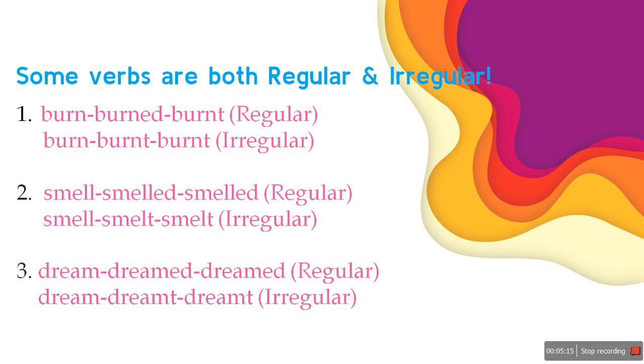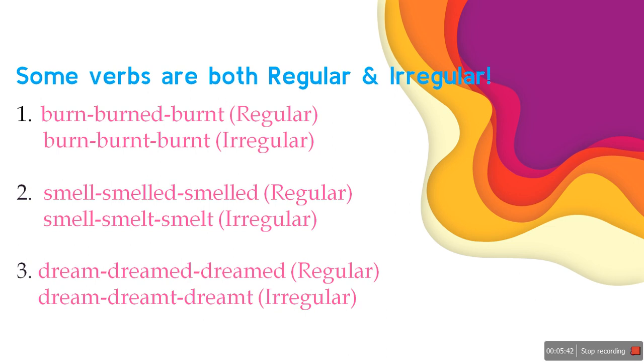It is ending with plus ed, so regular. Second case, burn, burnt, burnt. V2 and V3 both are same. It's called what here? Irregular. Right? Next, smell, smelled, smelled. Smelled is plus ed. Plus ed means what? Regular verbs. Next one is smell, smelt. Right? V2 and V3 both are same. So it's called irregular verb.